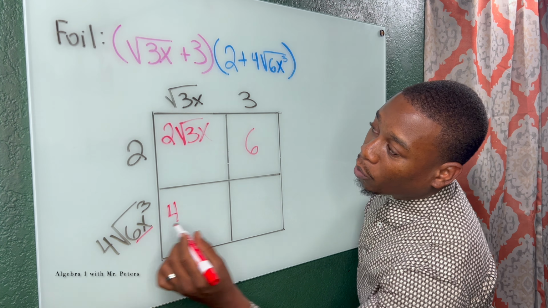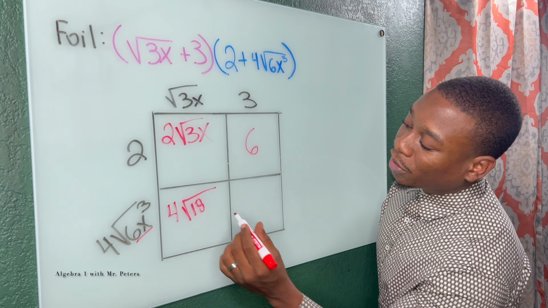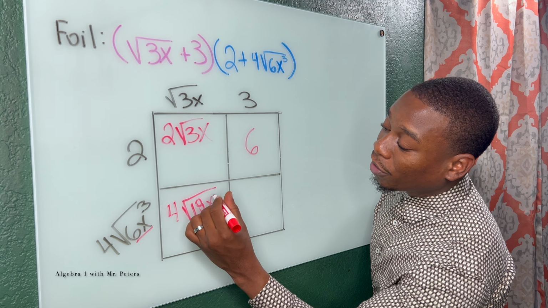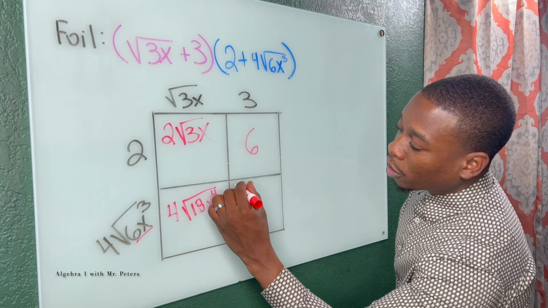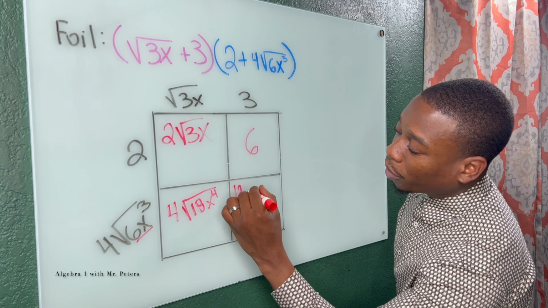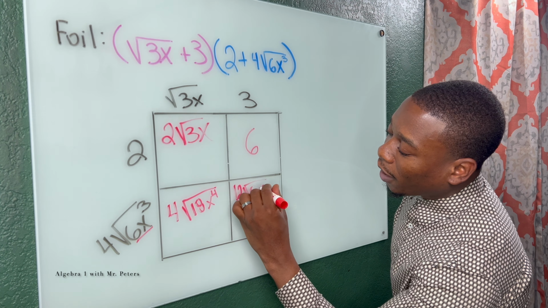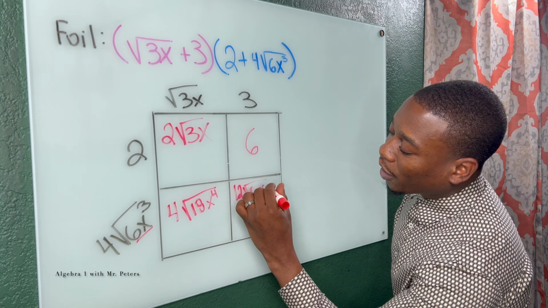Now I multiply what's under the radical. So 6 times 3 gives me 18, and x to the third times x to the fourth is x to the fourth. And then in my last box, we're just multiplying 3 times this bottom expression. So we multiply 3 and 4 to get 12. Radical 6x to the third stays the same.